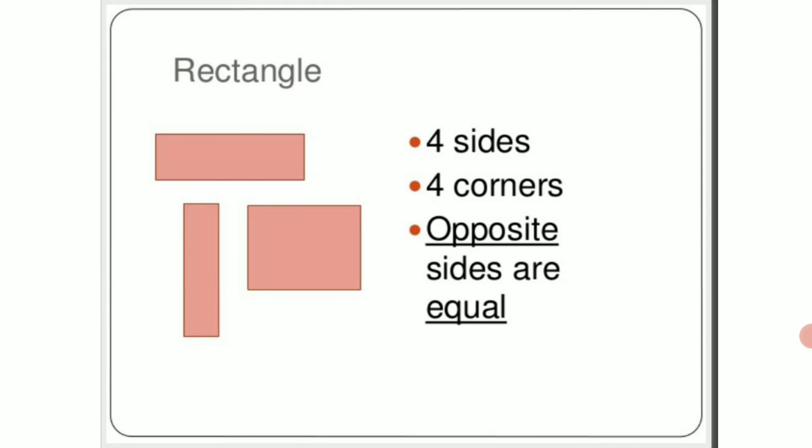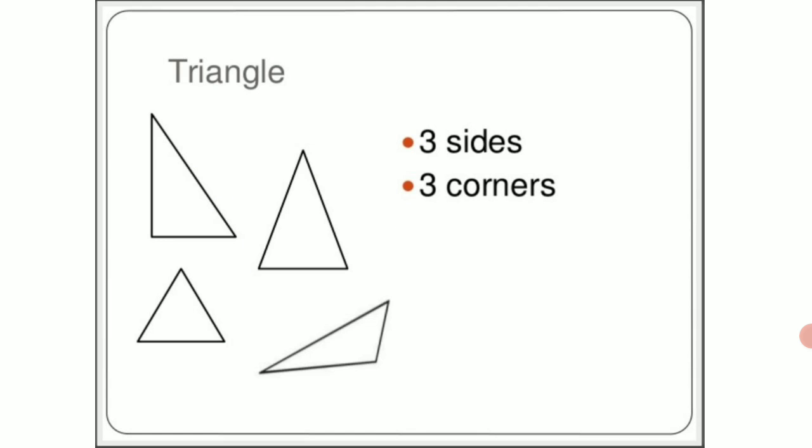Now next comes the rectangle, children. A rectangle is also a four-sided figure, but in a rectangle the opposite sides are equal, and it has four sides and four corners. Here, children, you can see the picture of a rectangle given.